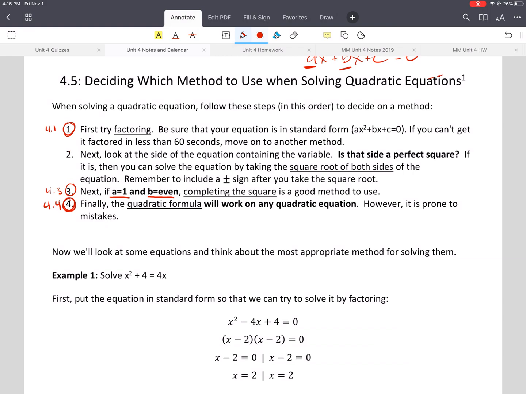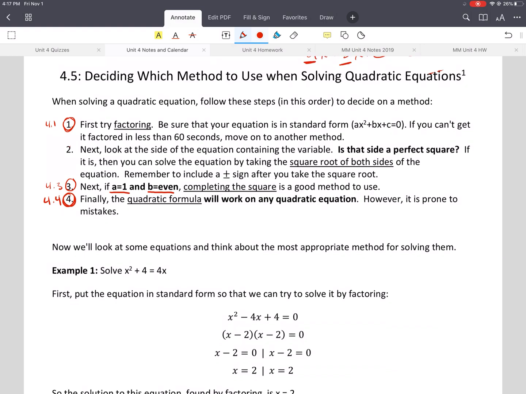It's the last thing on your list, but it always works. There are lots of chances that you're going to get things wrong, put signs where they're not supposed to be, or forget to put a square root. There are lots of pitfalls that a lot of students run into with completing the square or the quadratic formula. So just be careful when you do it. Make sure you know the equation. And that's the other thing, you have to have it memorized. If you don't know the formula, it's going to be very difficult to use the quadratic formula.